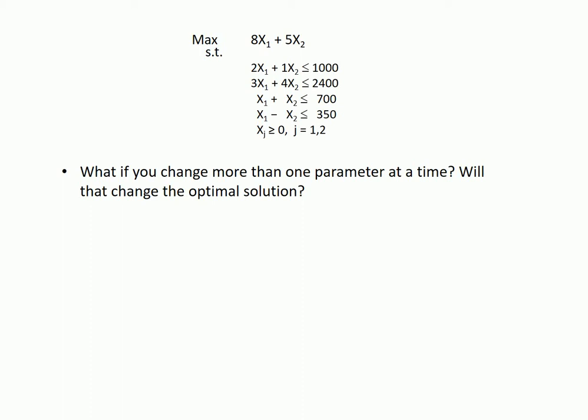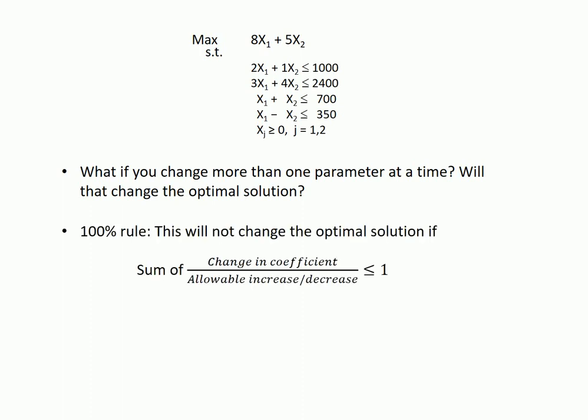In that case, we need a new rule, a rule called the 100% rule. The rule basically says that the current solution will remain optimal if the sum of percentage change is less than 100% or less than 1. The sum of the change in coefficient divided by their allowable increase or decrease, if they add up to be less than 1, then the current optimal solution remains optimal.